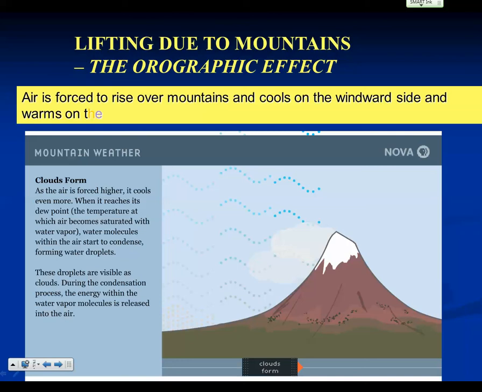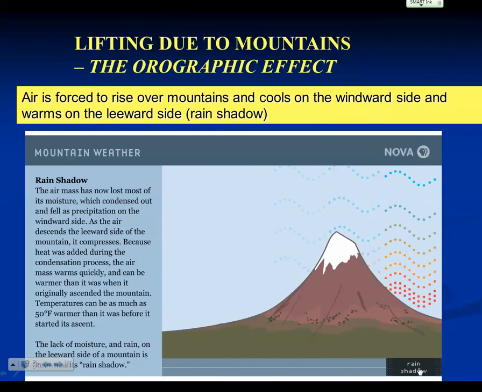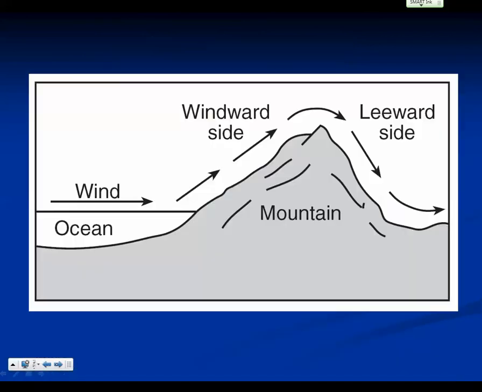So air is forced to rise over the mountains and cools on the windward side and warms on the leeward side. They call that the rain shadow. Rain shadows on this far side over here. And there's just a diagram showing the same exact thing. That moist air is coming up off the ocean, rises on the windward side. It's going to snow on the windward side or rain, and the leeward side will be drier and warmer.